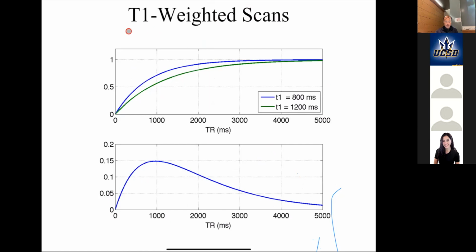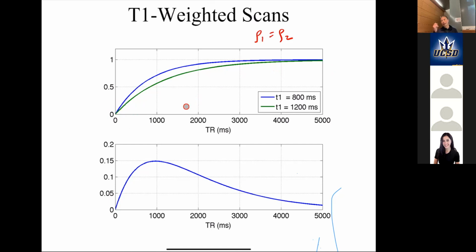So let's look at a T1 weighted scan. In this case, I'm going to assume that I have two tissues, and I'm going to assume the proton densities are equal. So these are the saturation recovery curves of the two. A T1 of 800 milliseconds, you see, recovers more quickly than a T1 of 1200 milliseconds.